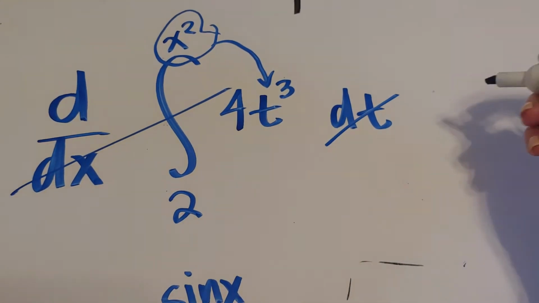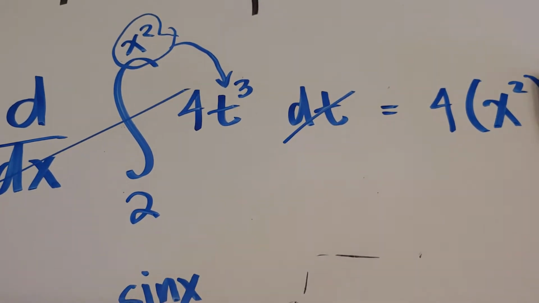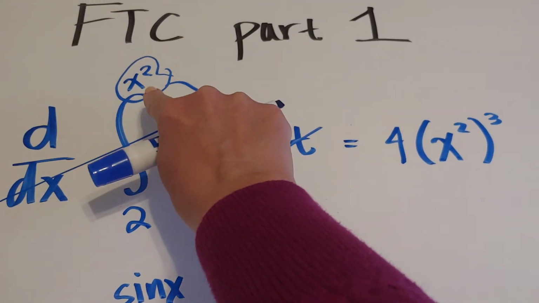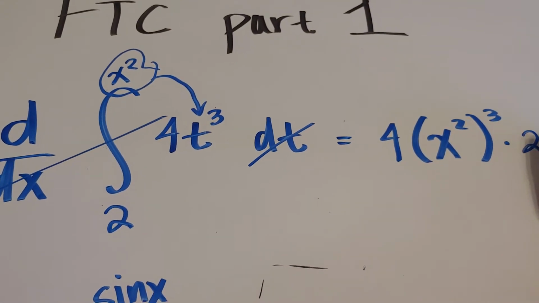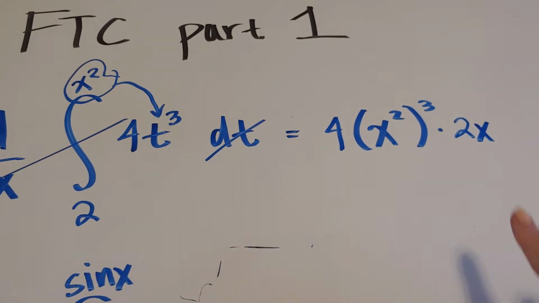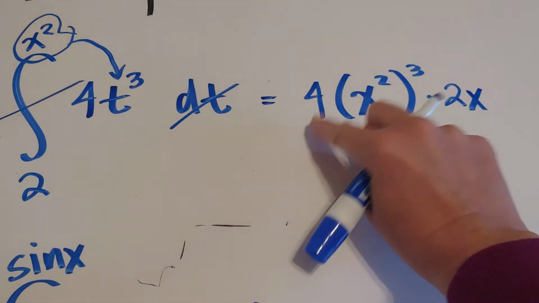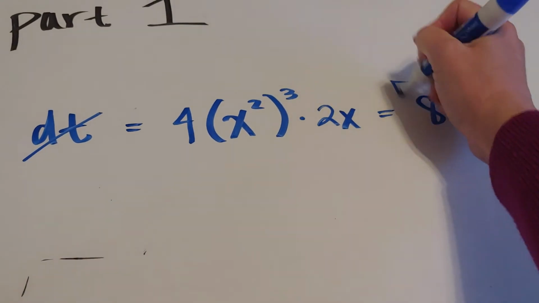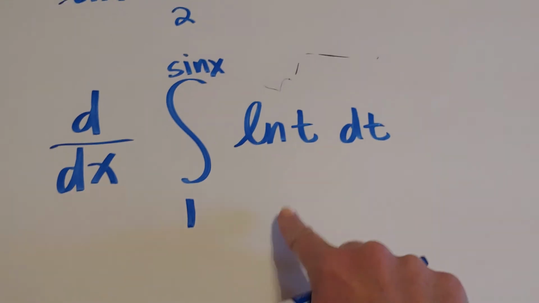So what we're going to get is 4 times x squared cubed. However, I have to multiply by the derivative of x squared, and the derivative of x squared is 2x. All right, let's go ahead and clean that up. I don't have to put a plus c on it or anything. So let's see, x squared cubed is x to the 6th. I'll have x to the 7th, and I'll have 8, so 8x to the 7th. Beautiful.